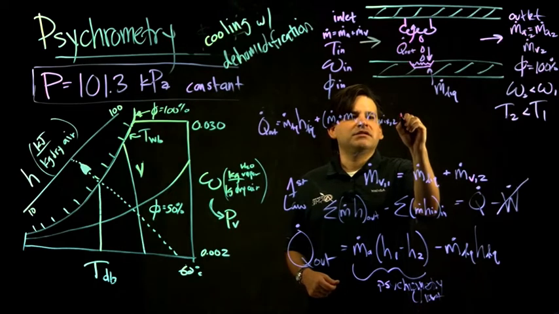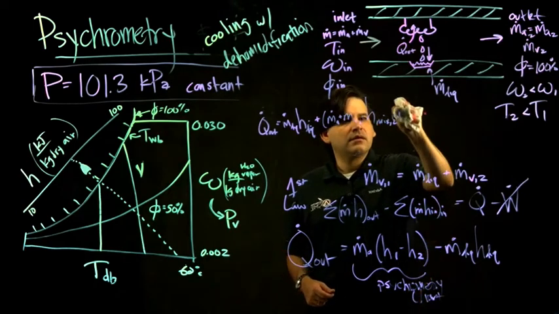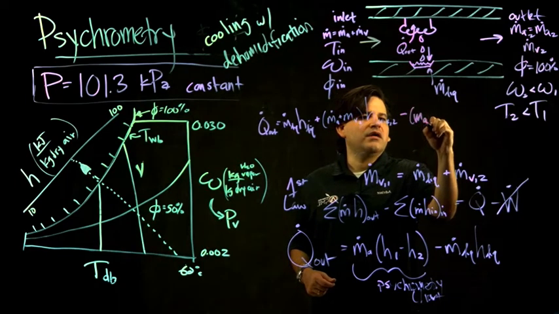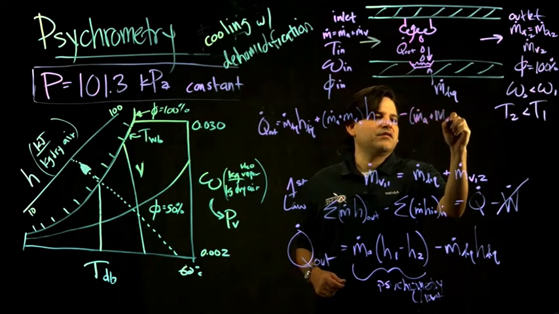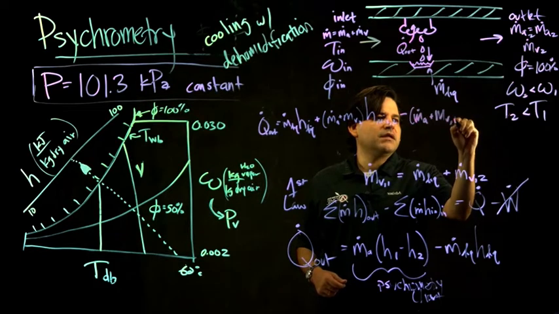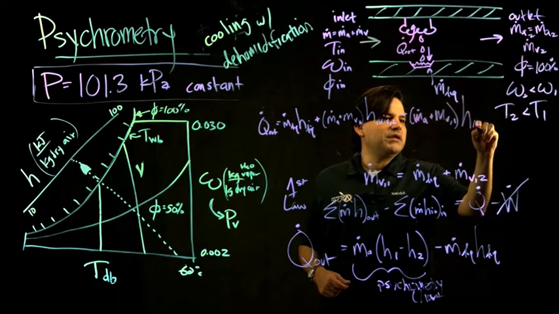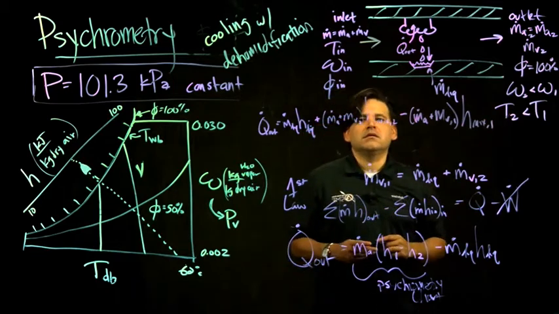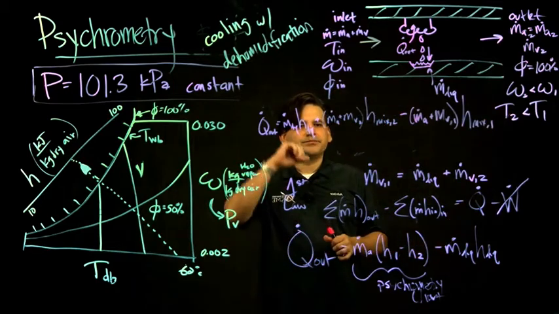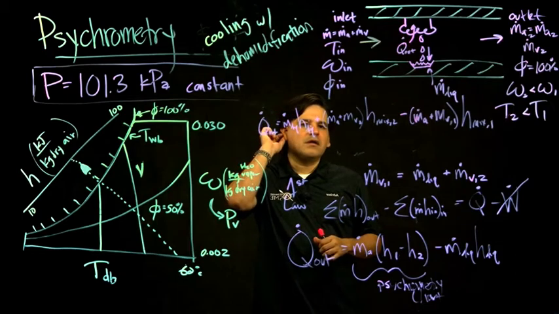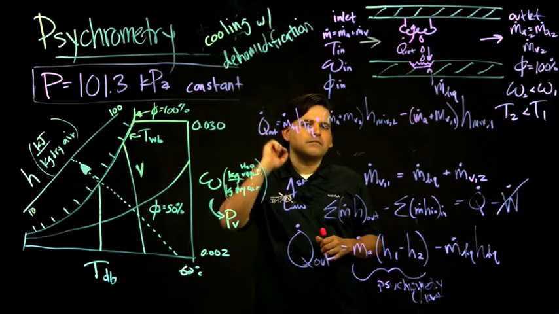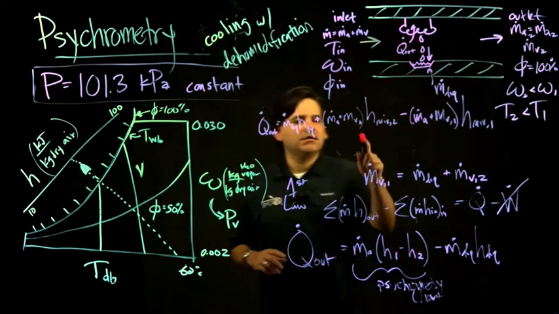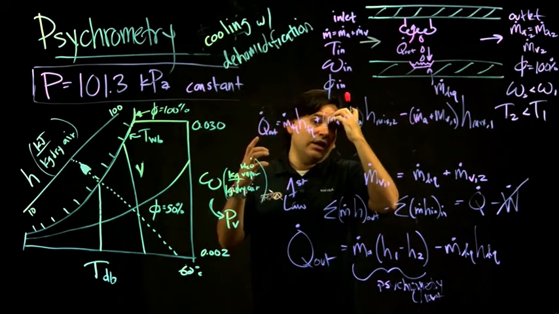And then similarly at the outlet, you would have to say, okay, the mass of the dry air plus the mass of the vapor in the inlet times the enthalpy of the mixture in the inlet. So that's the first law. First law balance using a standard way that we do these mixtures.